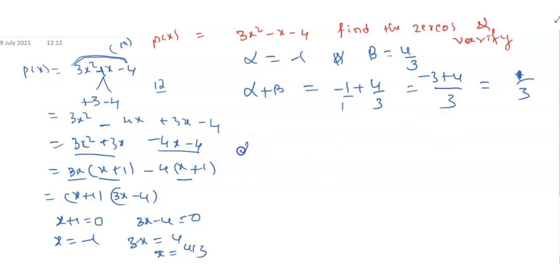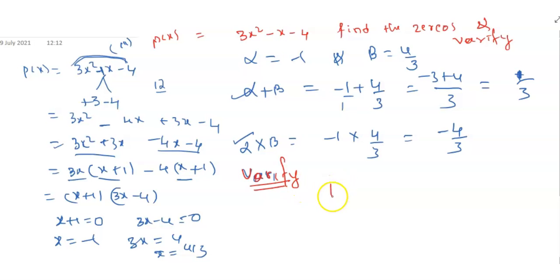At the same time, I will find alpha into beta. My alpha is minus 1 and my beta is 4 upon 3. This will be equal to minus 4 upon 3. Okay, I got the sum of zeros and the product of zeros here. Now I will verify. Let me write it in a different color. So now I will do the verification.